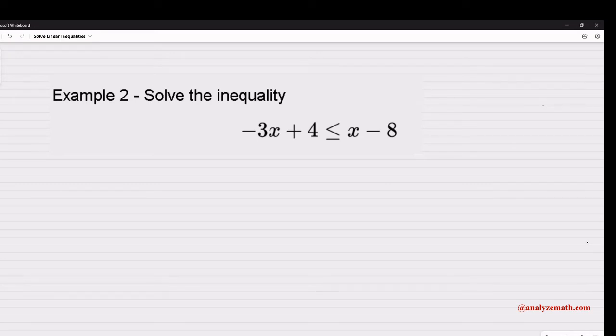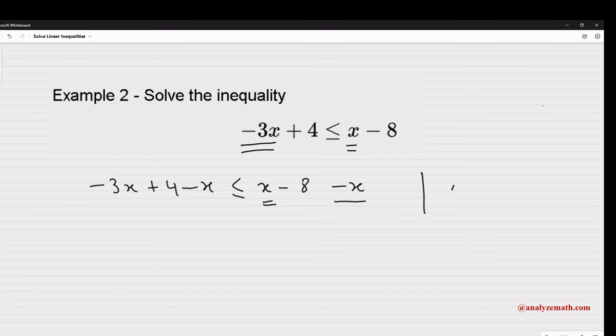Let's now look at example number 2. Now in example number 2, we have terms with x on both sides. But the idea is still the same. Let's put the x's on one side, the numbers on the other side. So we start with negative 3x plus 4 less than or equal to x minus 8. Now I have this x here. I want to move it to the other side. So by doing minus x and minus x, we're subtracting x from both sides.